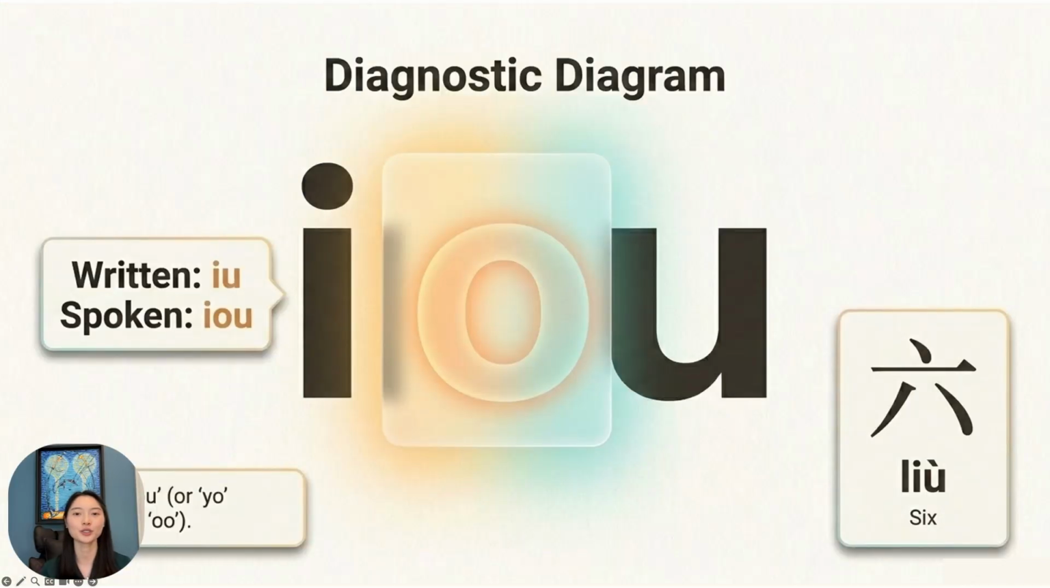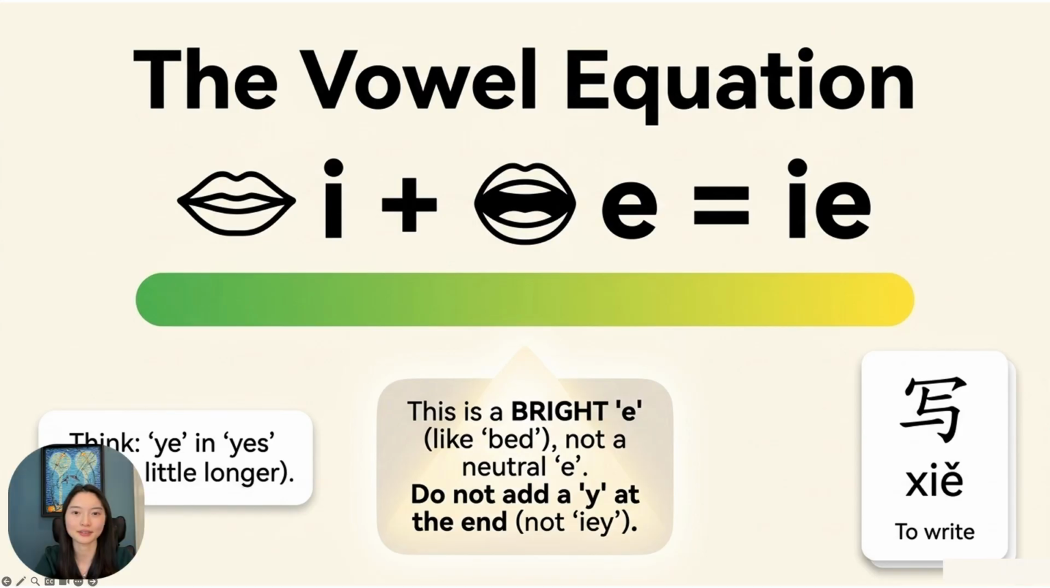This is the iu. Just like ui, this is a shortened form. What you see written as iu here is actually iou. The o in the middle gets swallowed, written as just iu. Let's try it one more time. You, 六 liù.